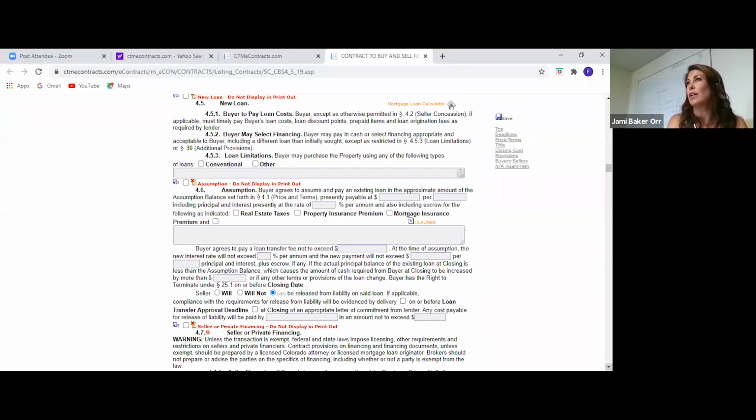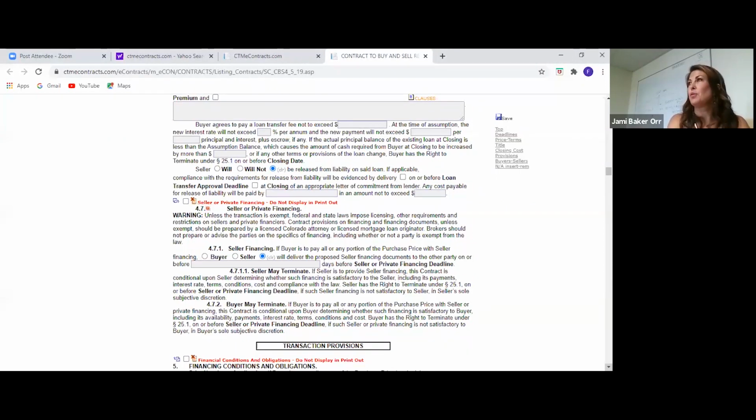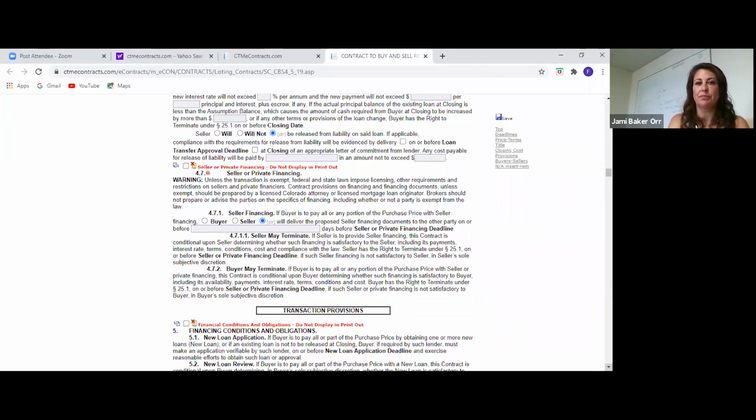New loan. On land, it's either conventional or other, maybe like hard money, where they're borrowing from what's called a hard money lender. So it looks like cash, but it's really not cash, and it's much more expensive to get than a regular loan. But it's good to use if you need to close quickly. And then assumptions would be if you're assuming their loan.